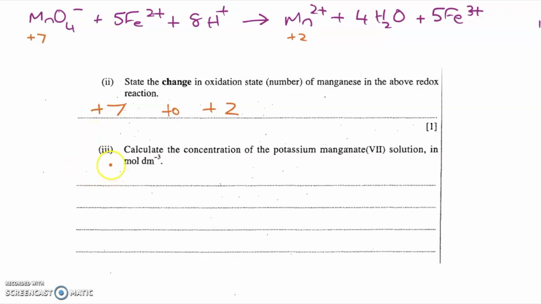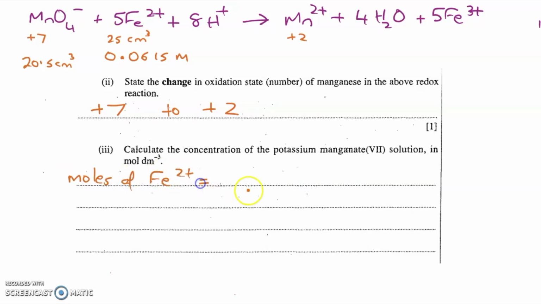Now to calculate the concentration of the potassium manganate 7 solution, I have to use the equation and the information I was given in the first part of the question. So the MnO4 1- ion reacts with Fe2+ ions in a 1:5 ratio. And we have 20.5 centimeters cubed of MnO4 1-. We have 25 centimeters cubed of Fe2+, and a concentration of 0.0615 moles per decimeter cubed.